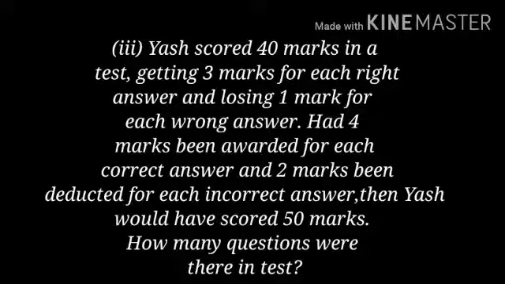Yash scored 40 marks in a test, getting 3 marks for each right answer and losing 1 mark for each wrong answer. Had 4 marks been awarded for each correct answer and 2 marks been deducted from each incorrect answer, then Yash would have scored 50 marks. How many questions were there in the test?